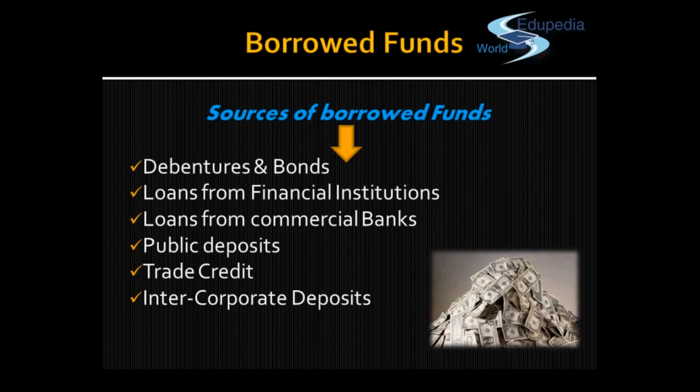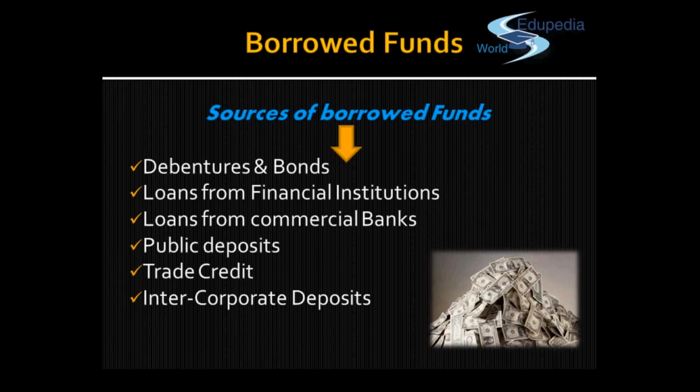Next is trade credit. Trade credit is the credit extended by one trader to another for the purchase of goods and services. It is a normal day-to-day activity, applicable in all merchandise. It facilitates the purchase of supplies without immediate payment. It is also known as mercantile credit. Another source of borrowed funds is intercorporate deposits. What is an ICD? An intercorporate deposit is an unsecured borrowing by companies from other corporate entities registered under the Companies Act. We will discuss each in detail one by one.